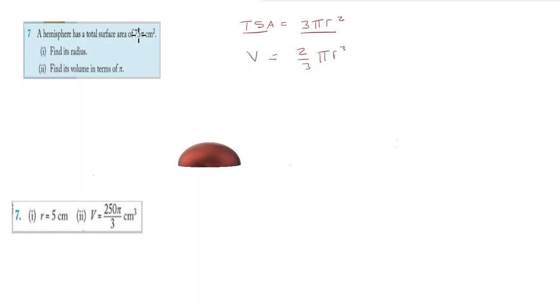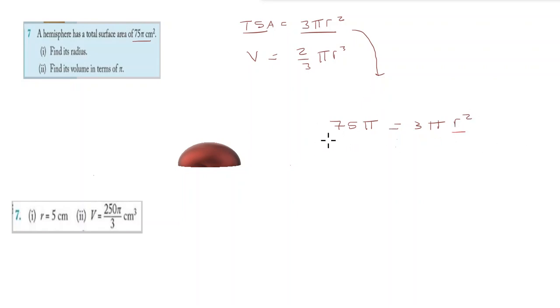So what we want to do is take what it gives us and substitute the values into this formula here. So I'm just going to work on this down here. So total surface area is 75 pi. We've just taken that from there. So the total surface area is equal to 3 pi r squared. And r is the unknown. This is what we want to get.